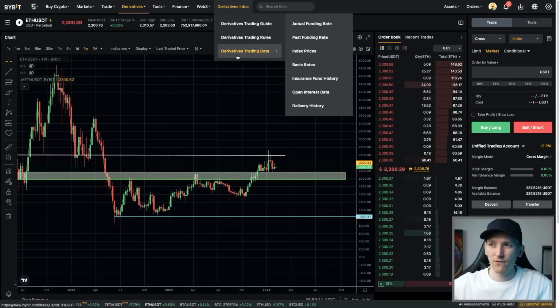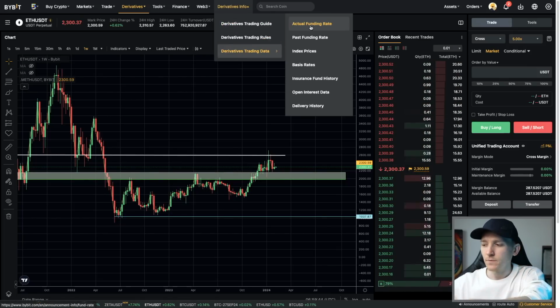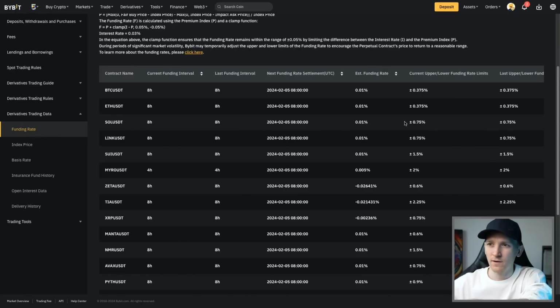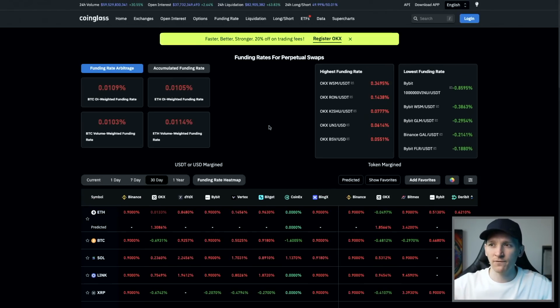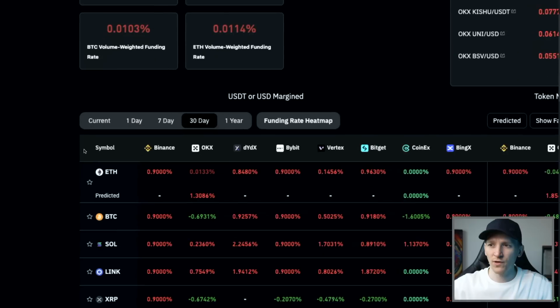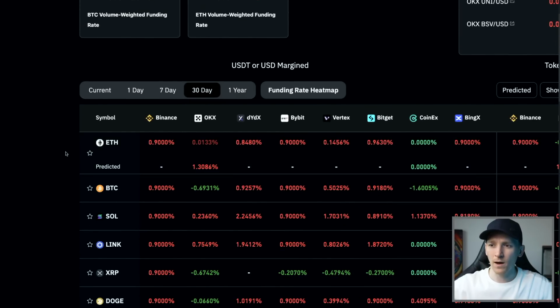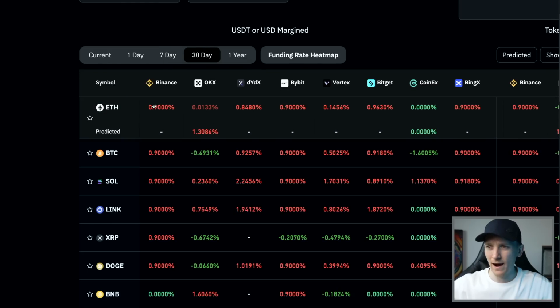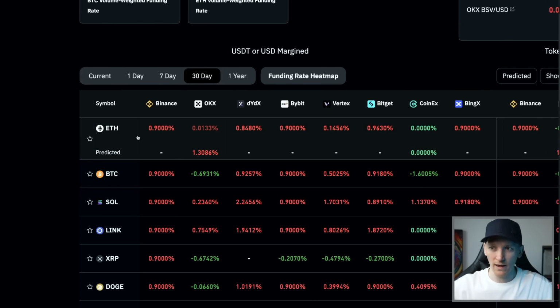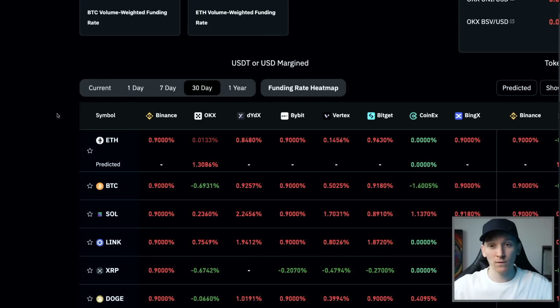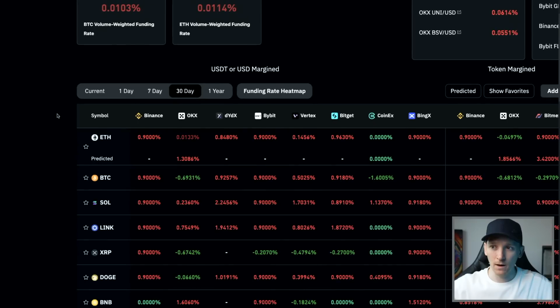You can go to derivatives info, derivatives data, and actual funding rate. You should be able to see that. So that's right here. You can see what the actual funding rate is going to be, or what it's predicted to be every 8 hours. And then if you go to something like CoinGlass, you can actually see funding rates around different assets. So you can see the 30-day funding rate for Ethereum is around 0.9%, right? So let's just call it 10 to 12% a year, something like that, that you would be getting if you're a short seller right now. So if you've got a short position, you're receiving that funding from longs, and that would be, call it a percent a month, something like that.